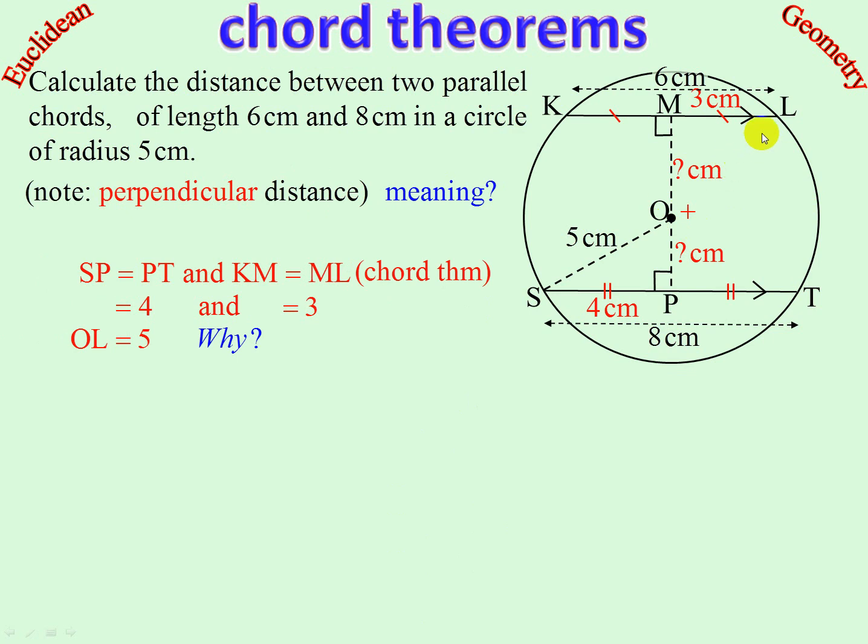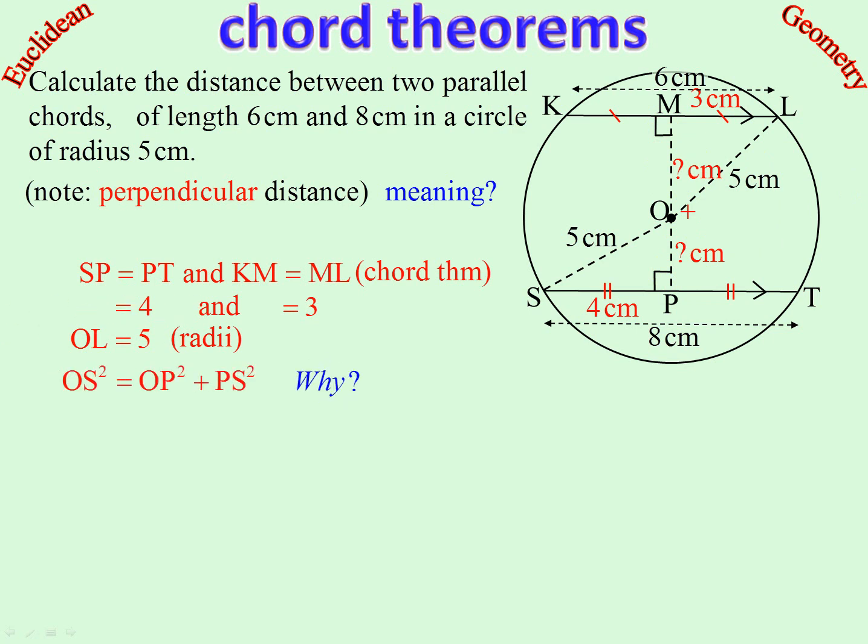Now, OL is 5. Why is that? Of course, OL is a radius. Now we have two right-angled triangles. We need to find the distance from M to P, so we find this distance OP, that distance OM, and we add them.